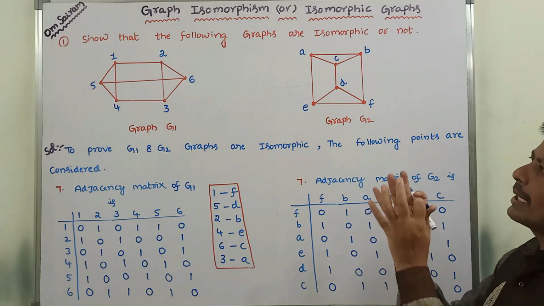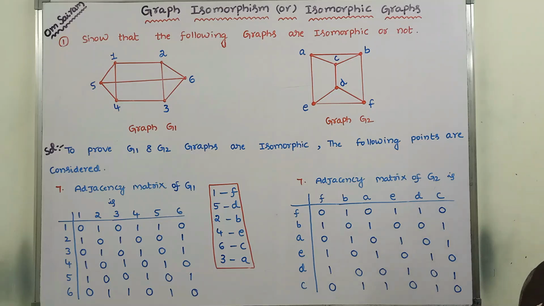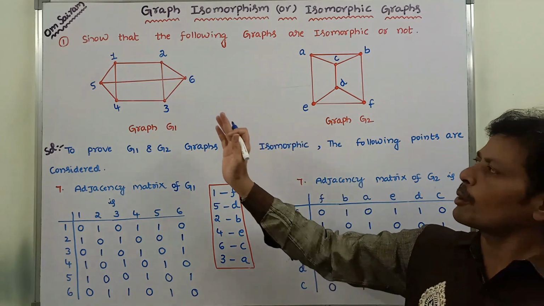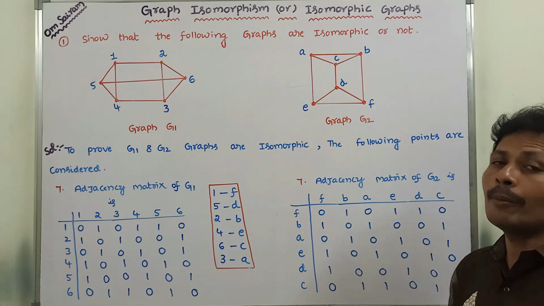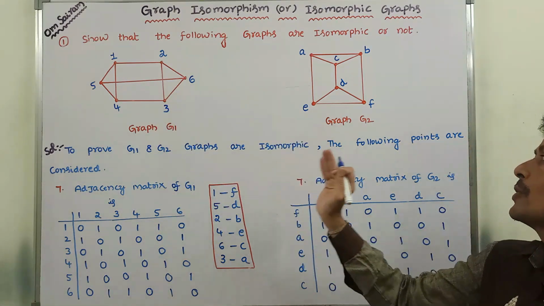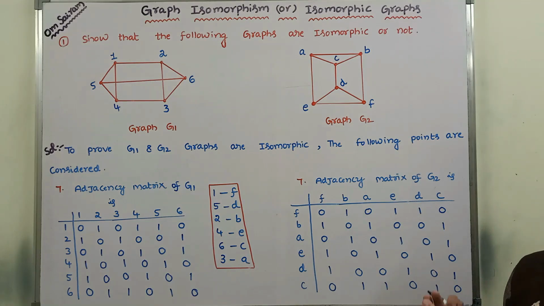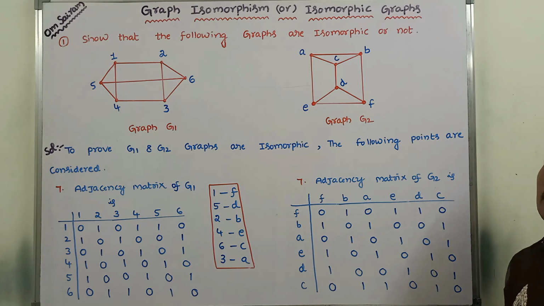Simply, we can say that graph isomorphism is nothing but this: for appearance purposes they appear different, but considering the inner behavior of graph G1 and G2, both are the same. Hence, we can say that graph G1 and G2 are isomorphic graphs.